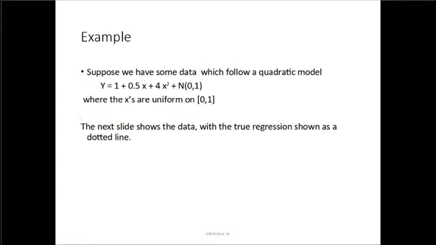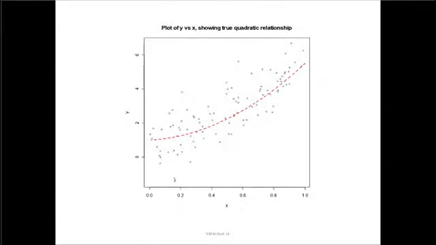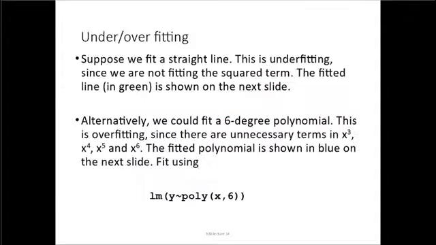We'll take an example. We have this quadratic model, y equals 1 plus 0.5x plus 4x squared, and we'll fit this to data. Here is the data, and as you see, it fits the data pretty well. Now we will talk about two cases here. One is overfitting, the other one is underfitting.